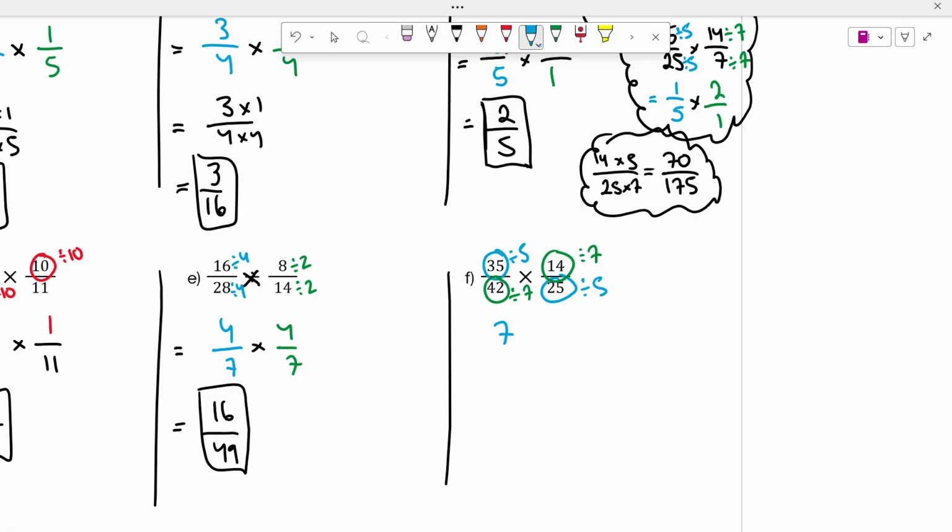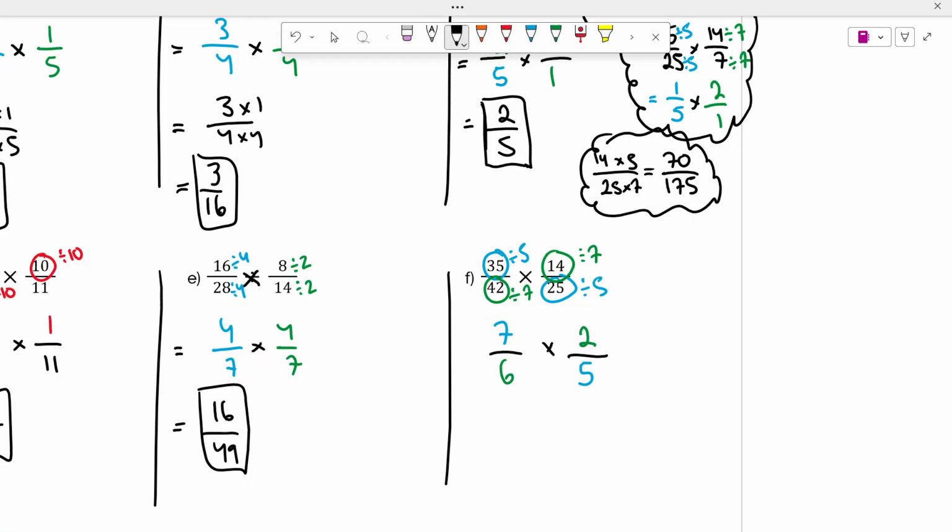35 divided by 5 gives me 7. 42 divided by 7 gives me 6. And then 14 divided by 7 is 2. And then 25 divided by 5 is 5.